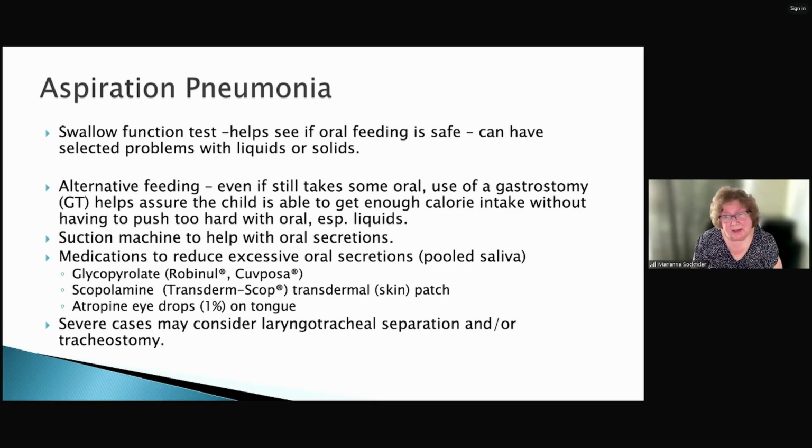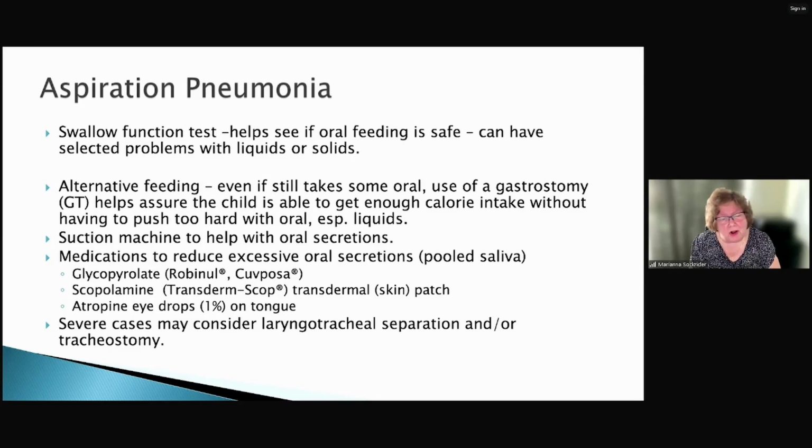And even if they can take some oral or pleasure feeds, they may need to use a gastrostomy to take enough calorie intake without having to push too hard to safely get oral liquids or to spend the amount of time it might take to carefully feed the child. You also can use a suction machine to help with that excessive drooling or oral secretions. There are also medications that we use to help reduce excessive oral secretions, because sometimes too, children don't just drool out, but they let saliva pool in the back of their throat, which can be a risk for aspiration.